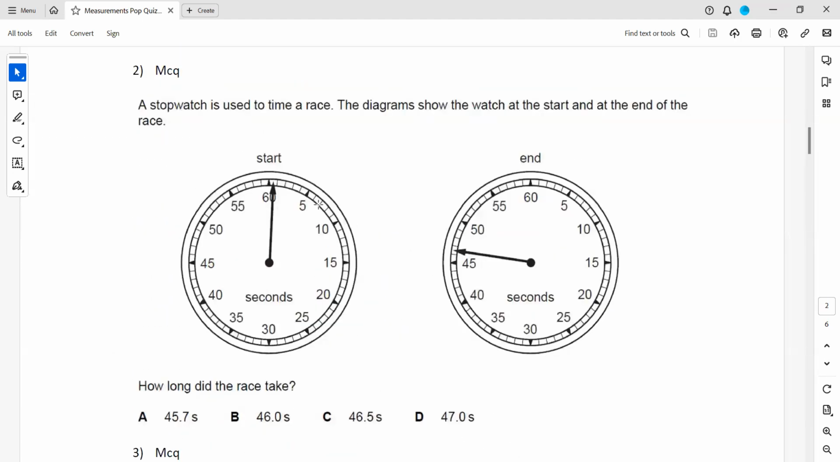A stopwatch is used to time a race. The diagram shows a watch at the start and at the end. In the beginning, it's between 0 and 1, so it means 0.5 seconds. And at the end, this is 46.5 seconds, between 46 and 47. So how long did the race take? It started at 0.5 and ended at 46.5, so the duration is 46 seconds.